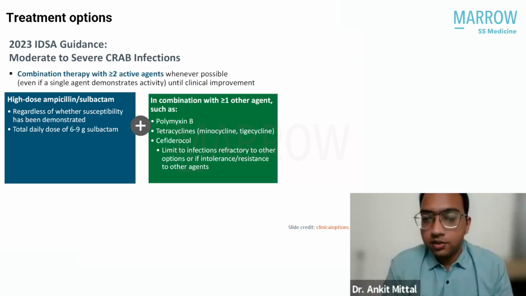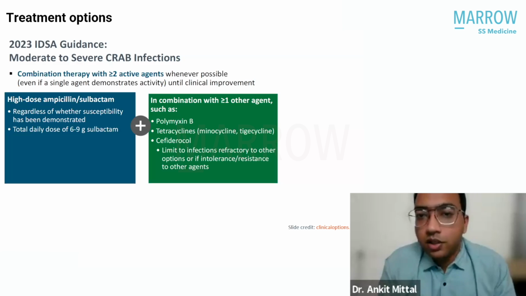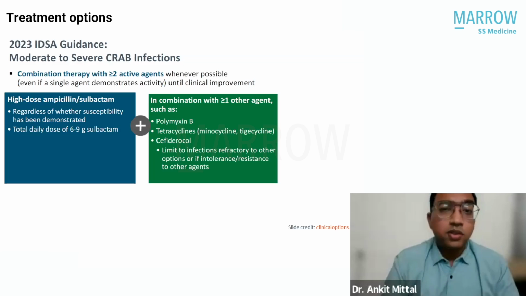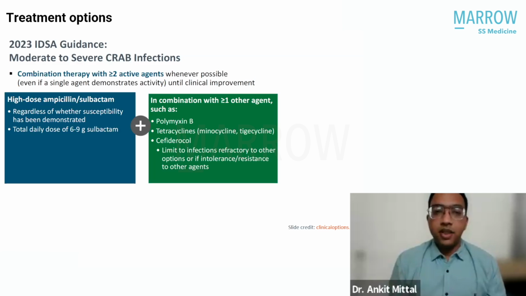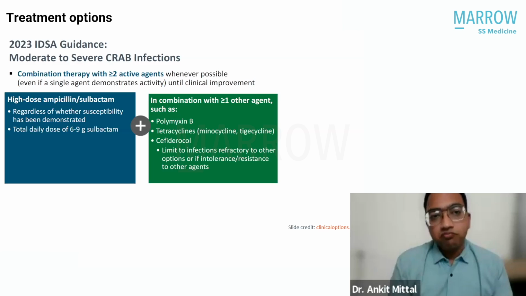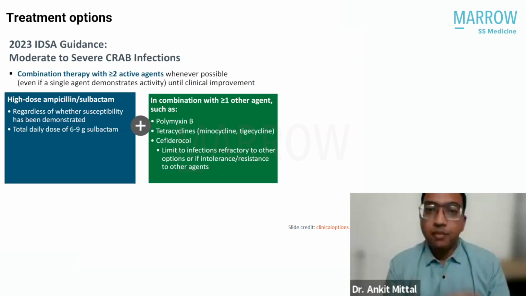one or more than one of the other agents. So it could be poly B, it could be tetracyclines, or it could be cefiderocol. Cefiderocol again is not available in our setting. So in this patient, if the patient is really sick, what I would do is give poly B with a high-dose minocycline, and I would add sulbactam. If sulbactam is not available, either we give a high-dose ampicillin sulbactam or we give high-dose cefoperazone sulbactam. So that is what we can do in CRAB infections.